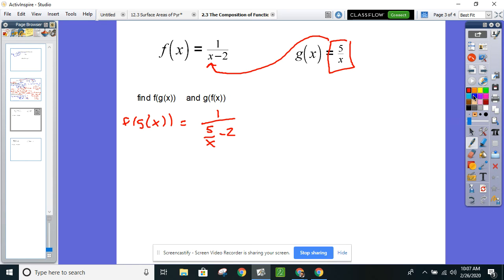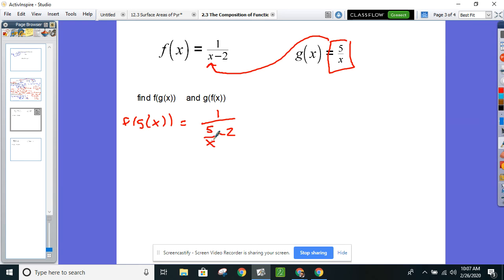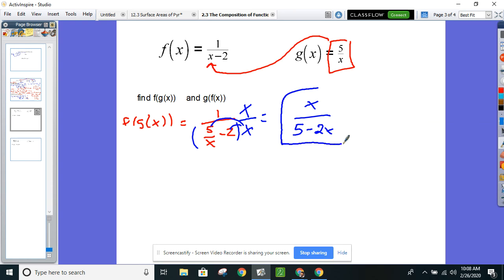Just like all the other problems, we cannot have a complex fraction. We got to get rid of this extra fraction. So to get rid of this x, you multiply this whole bottom side by x. But what you do to the bottom, you have to do to the top. So in doing so, we're left with x on top. This is distributed to both of them. The x's cancel out, leaving us just 5. Here, it does not cancel out, leaving us 2x. This is as far as this goes. We're done. We can't do anything past that.